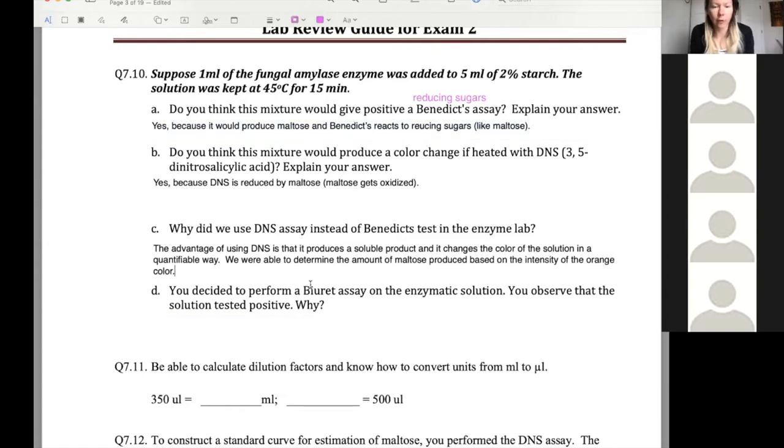Okay, so if we performed a Biuret assay on the enzymatic solution, it would test positive. Why is that? The reason it tests positive is because the amylase is a protein and the Biuret assay tests for proteins. Right. So that was our assay for detecting the presence of proteins, and amylase is definitely a protein.